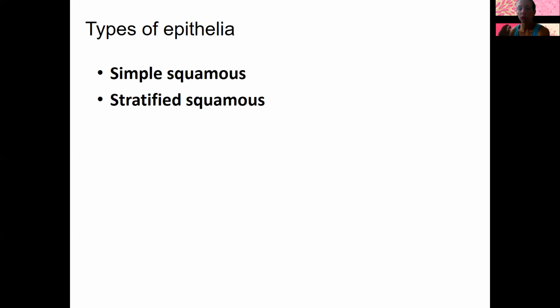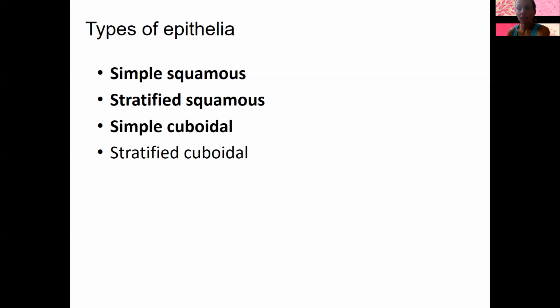Stratified squamous, so layers of short cells. This is going to be good for protection. So esophagus, ureter, skin. Simple cuboidal. The example of this we'll see is the kidney tubules. We're going to have absorption and secretion passage across these cells, but the cuboidal is a little bit thicker than the simple squamous. Some of the kidney tubules are simple squamous.